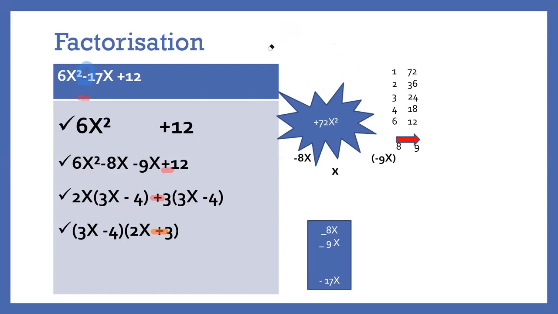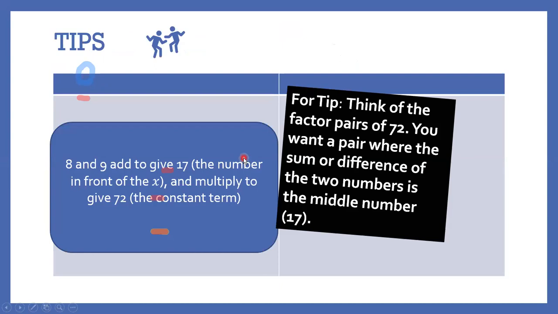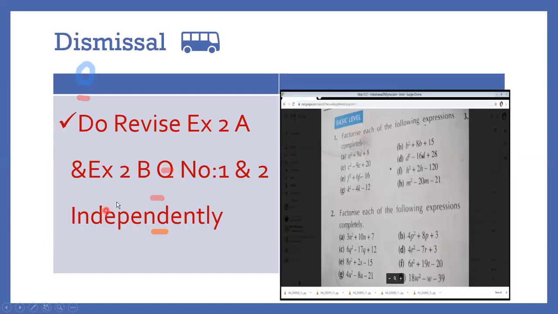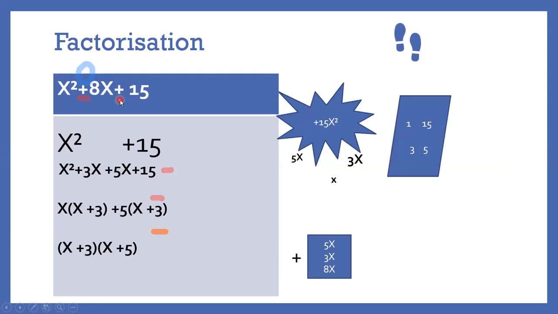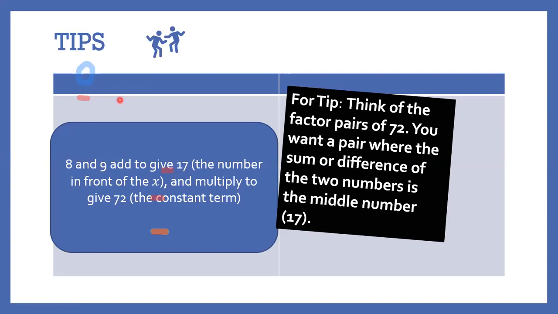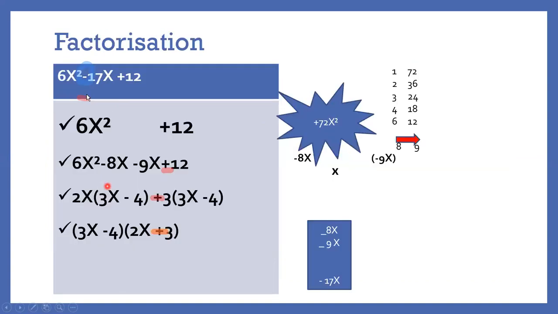Now we come to the next slide. Okay, here we have some tips. They make it easier for you to find the factors. First tip is, if 8 and 9 add, it gives 17. So the number in front of the x is 17, and they multiply to give 72. Whenever you have to make factors, always remember, when you multiply, you will get 72, because when we multiply 6 into 12, we get 72. So you need such numbers. When you multiply, you will get 72, and when you add, you will get 17. 17 is the middle value. Look here, the middle value is 17.